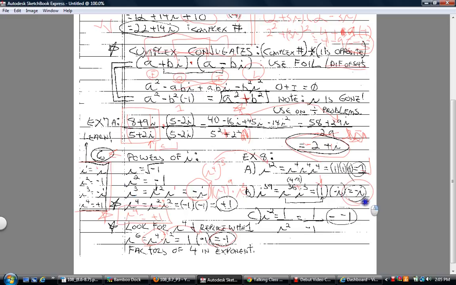Okay, and example C deals with negative exponents. We deal with them the way we always had before. We write the reciprocal and change the sign of the exponent from a negative to a positive. So that's how you handle those, and i squared equals negative 1, so 1 divided by negative 1 is negative 1, and we have done it.